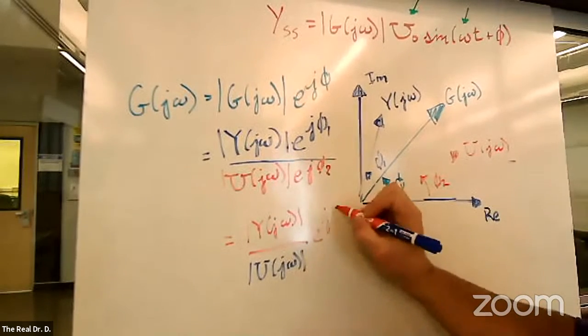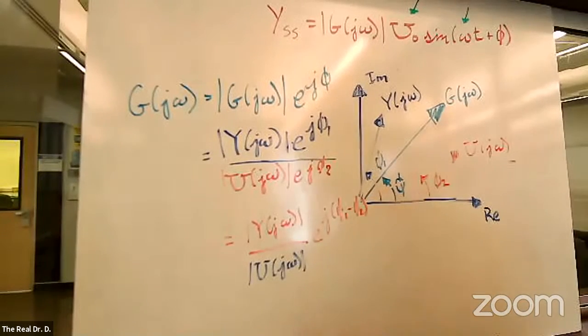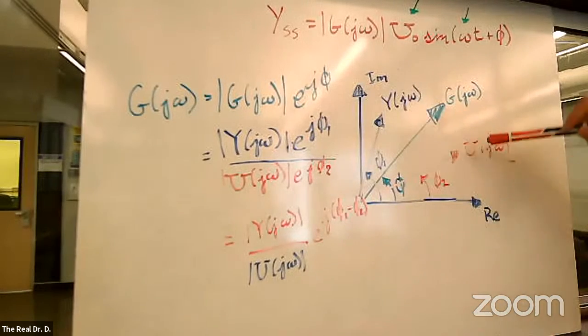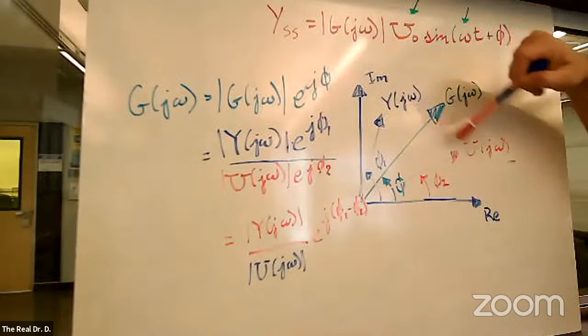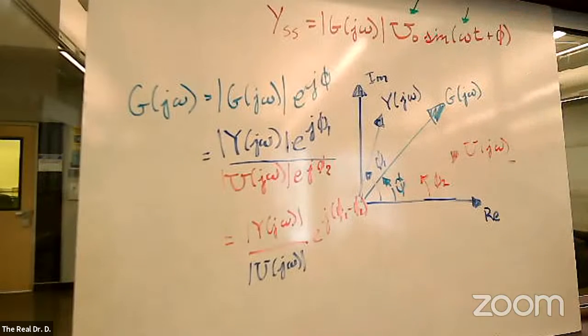E to the j (phi 1 minus phi 2), that's what this equation then becomes. And so that's why we subtract phi 2 from phi 1 when we do our phase, because this total phase here is equivalent to this. So these two pieces combine to make the transfer function. And that's the general idea behind this.